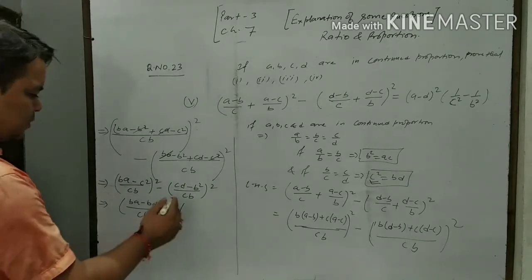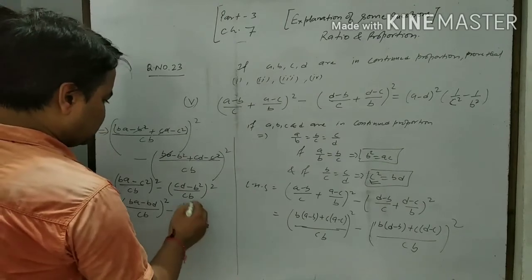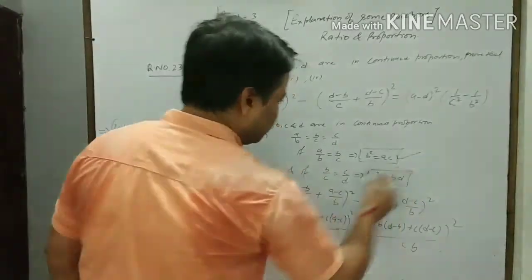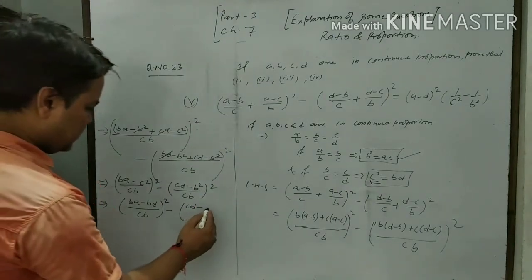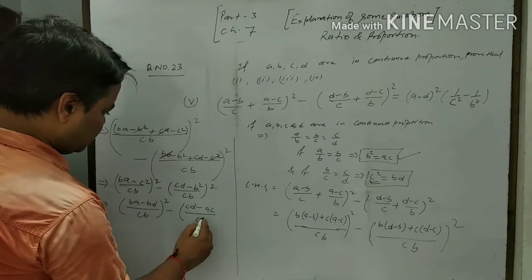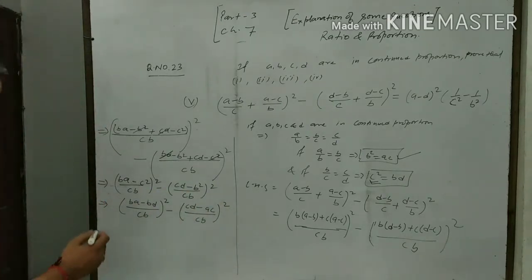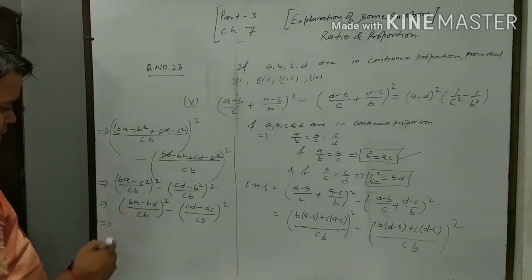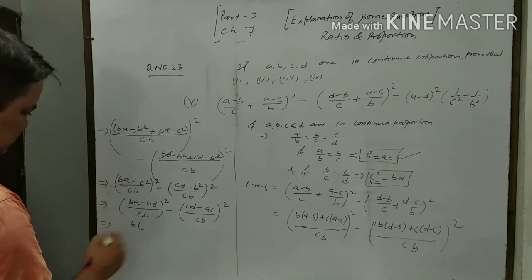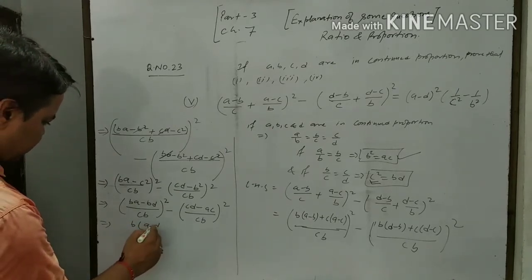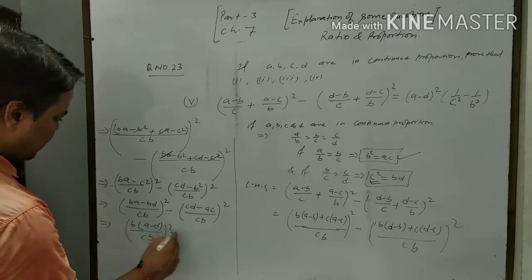Again, what is given here? CD minus B square, and at the place of B square, what can we write? AC. AC upon CB, whole square. Now look here. B here also, B here also. Then B is common, and we can write A minus D, and here CD whole square minus.